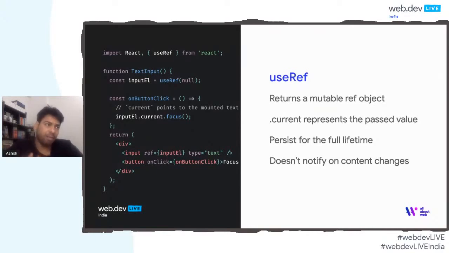So your input element will be available on inputElement.current, and then you can do certain things on that particular element. Like in this example, I'm just focusing that particular input element, and it persists for the lifetime. So for this whole component lifetime, this input element is going to be there, and it doesn't notify about any specific content changes. So it's just a reference object, nothing more than that.